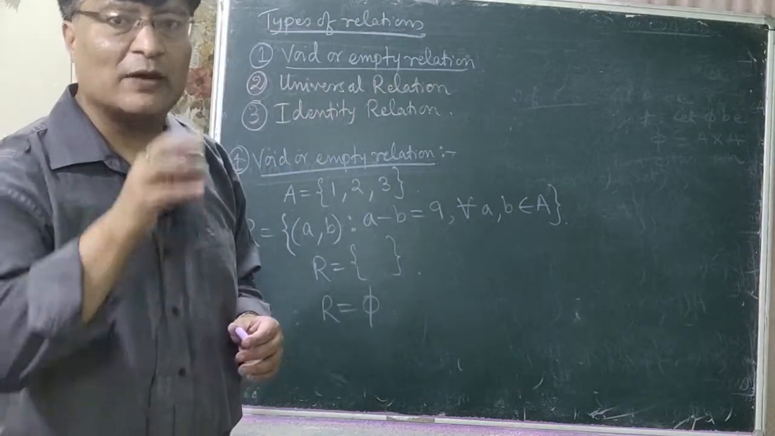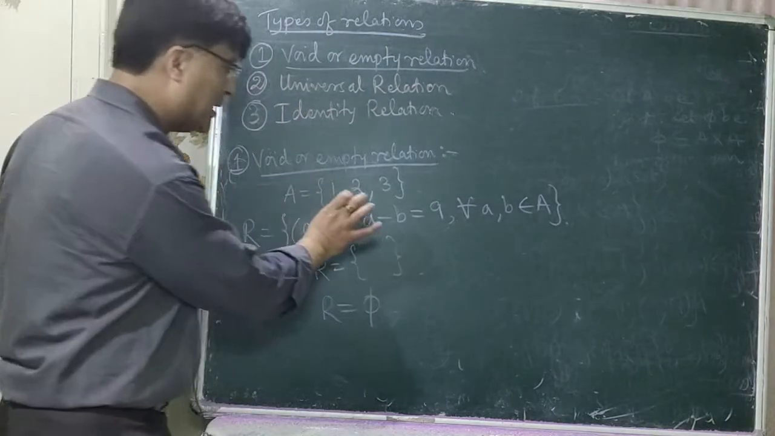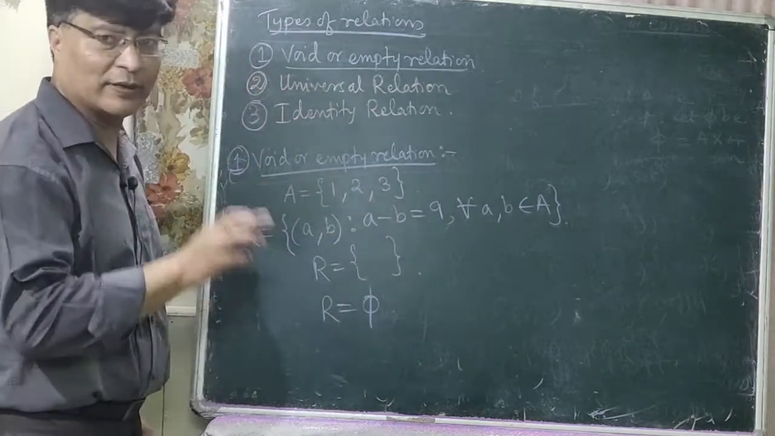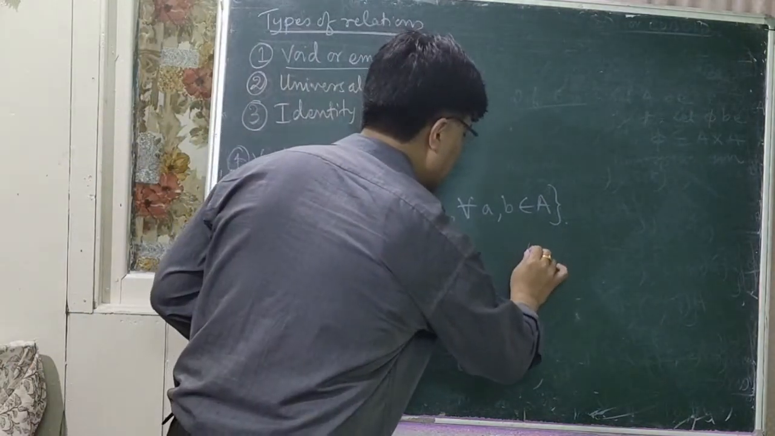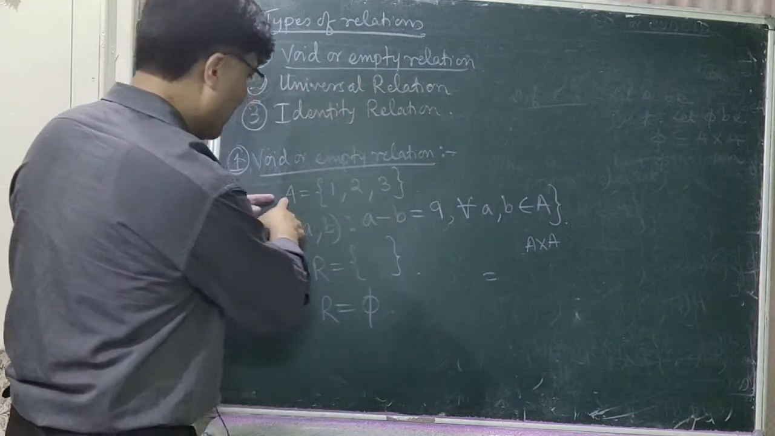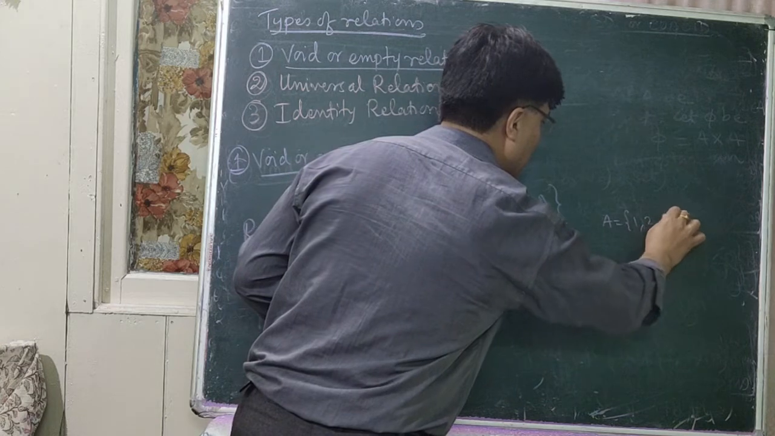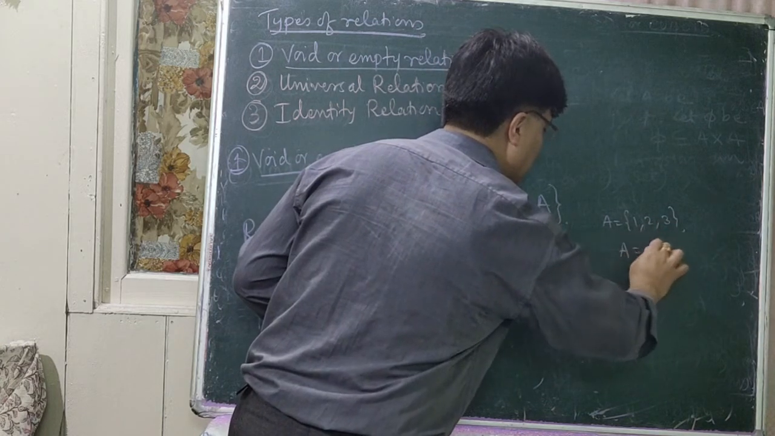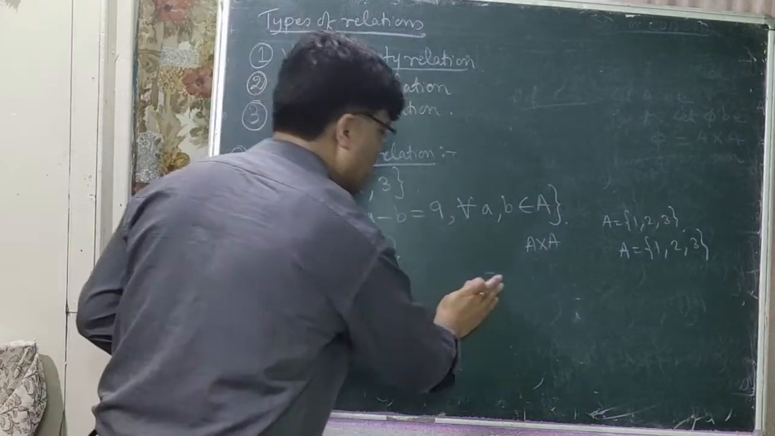And we know that phi is a subset of A cross A. Here we have taken out A cross A. How is A cross A written? You know how to write A cross A, right? That is A is equal to 1, 2, 3, and we can write the set of ordered pairs, okay?